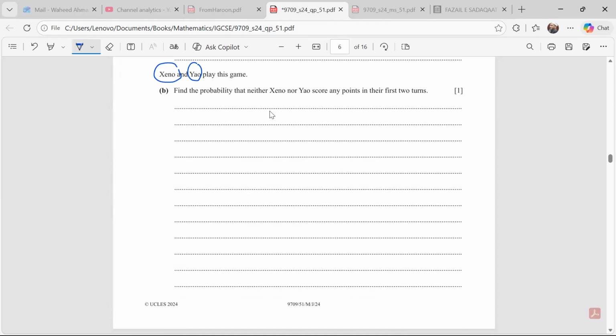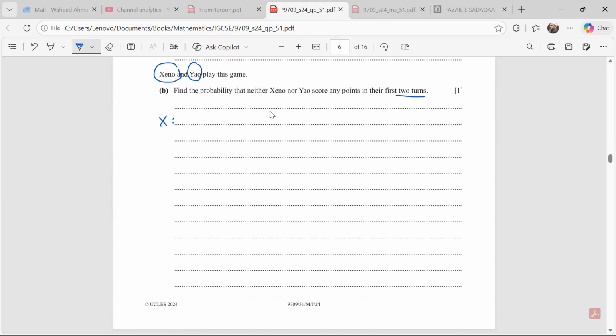Okay, so in the first two turns, none of them get anything. This can also be done in two different ways. How should we try to do this? For Zeno, he did not get anything in two turns, and each turn means three trials, right?